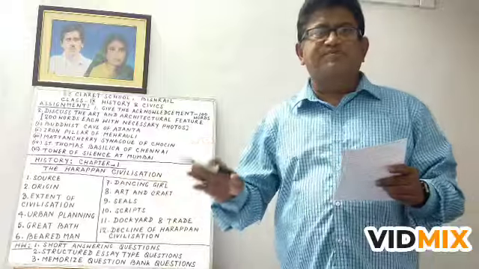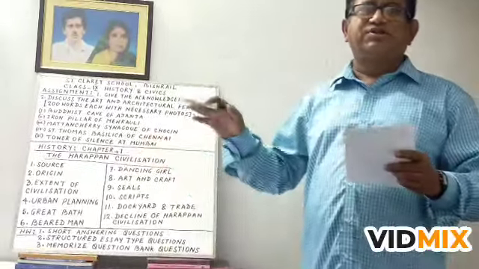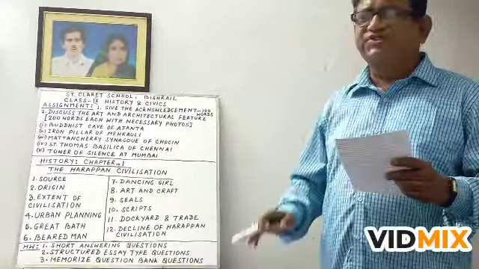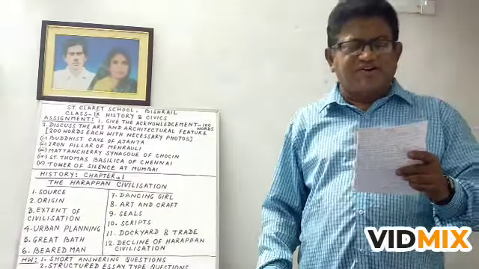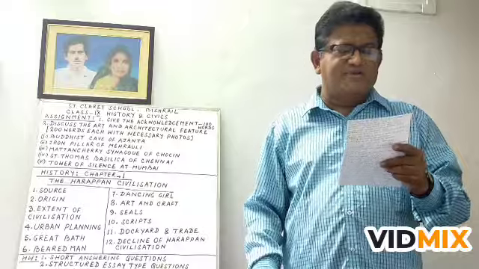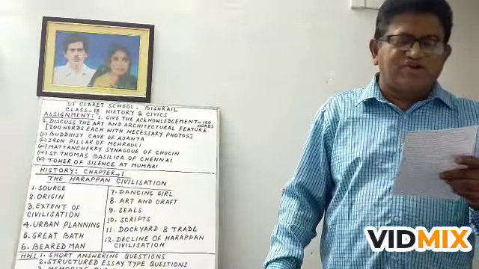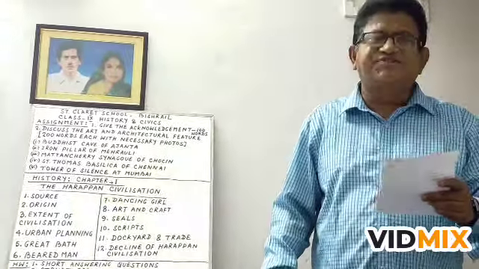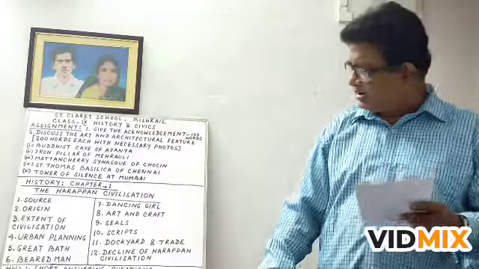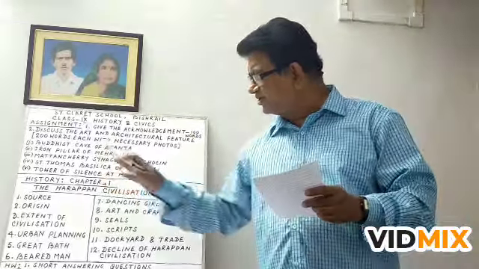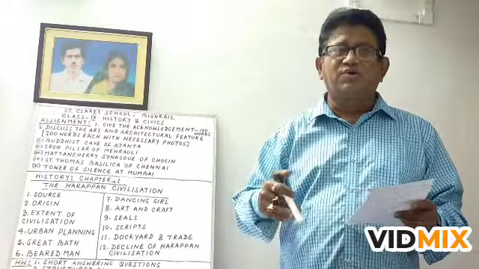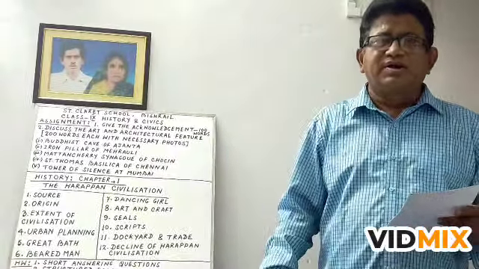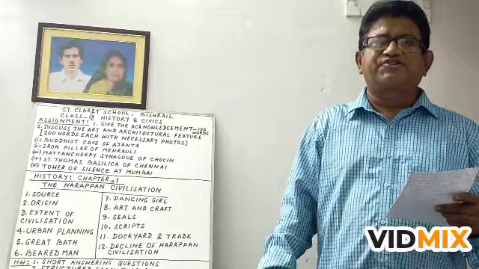Now, there must be some source. How do you know about this Harappan civilization? The sources are the Great Bath, Citadel, Seals, Bearded Man, Dancing Girl, Dockyards, and Script. These are all about the first point, the source, which tells us how the people were living 3700 years ago.